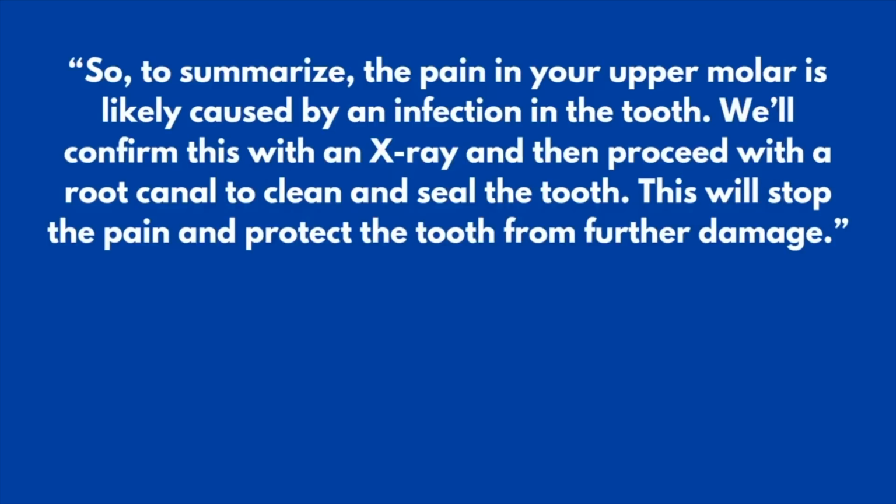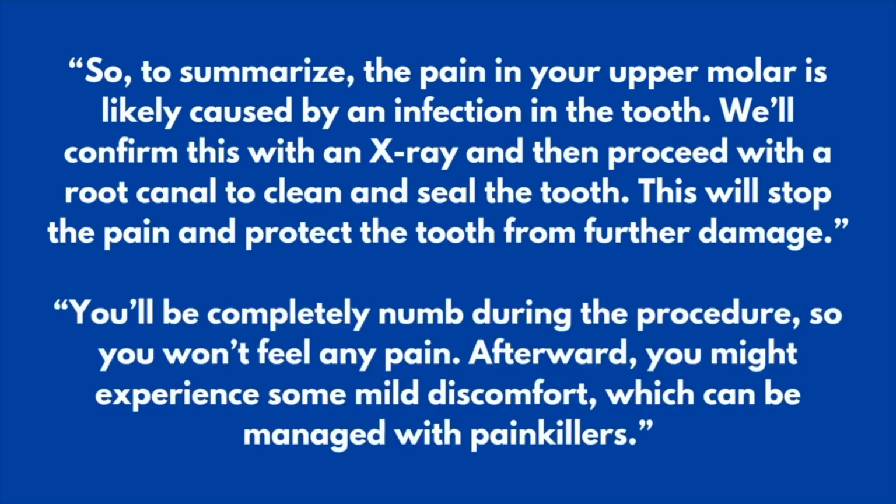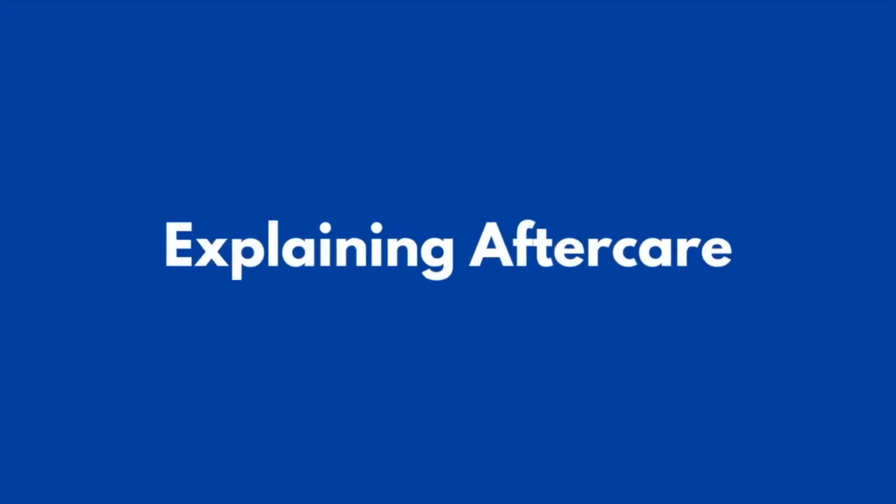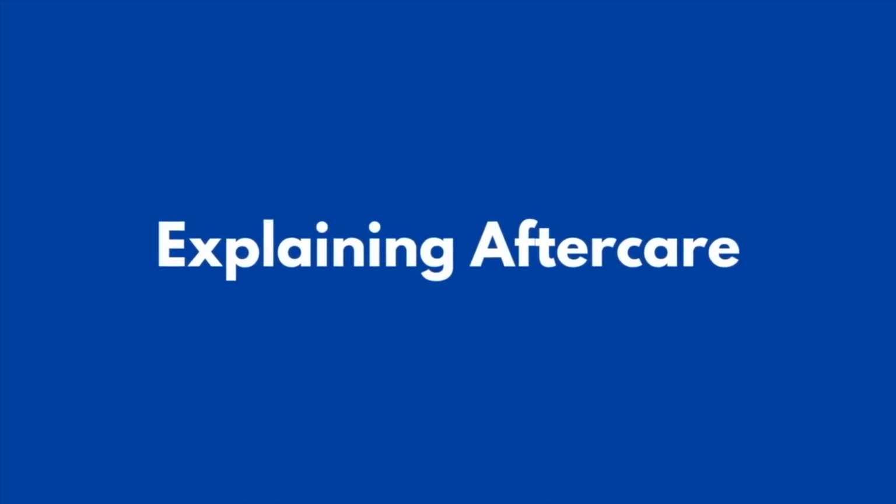Let's take a look at how we can summarize everything for a patient. So, to summarize, the pain in your upper molar is likely caused by an infection in the tooth. We'll confirm this with an x-ray and then proceed with a root canal to clean and seal the tooth. This will stop the pain and protect the tooth from further damage. You'll be completely numb during the procedure, so you won't feel any pain. Afterward, you might experience some mild discomfort, which can be managed with painkillers. And for aftercare, we also have some great phrases by topic.